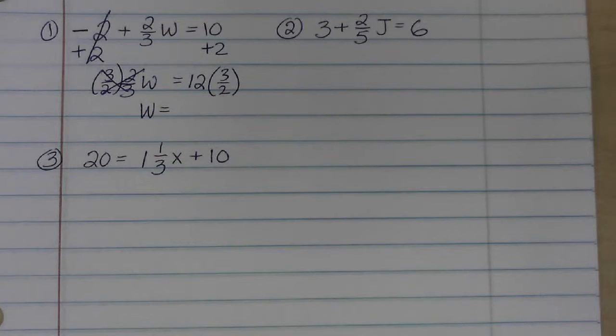And on the right-hand side, we can turn that 12 into a fraction by putting it over 1, if that makes it easier for you to multiply. On top, I have 12 times 3, which is 36. And on bottom, 1 times 2 is 2. Now, 36 divided by 2 equals 18. So our final solution is w equals 18.